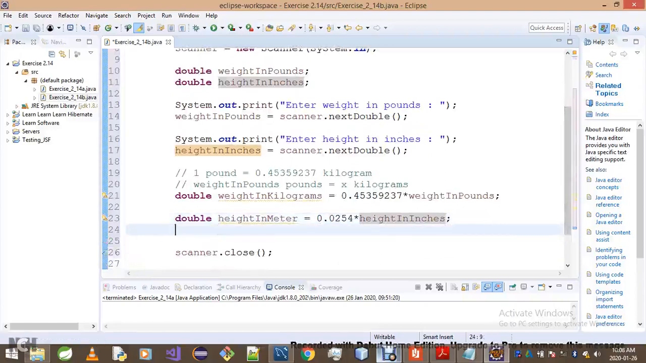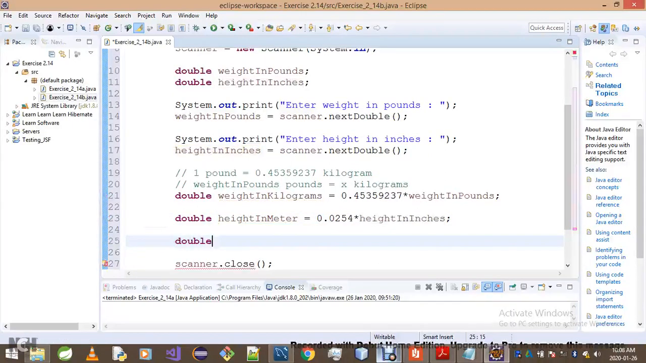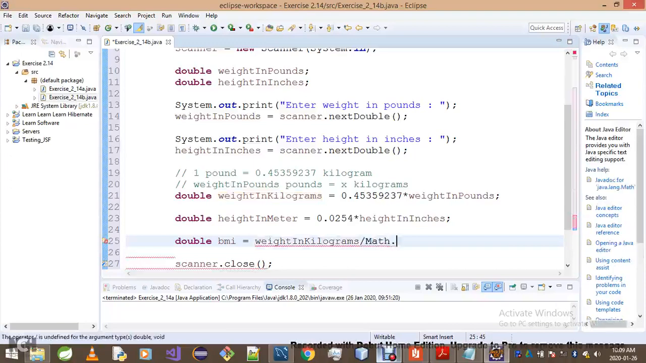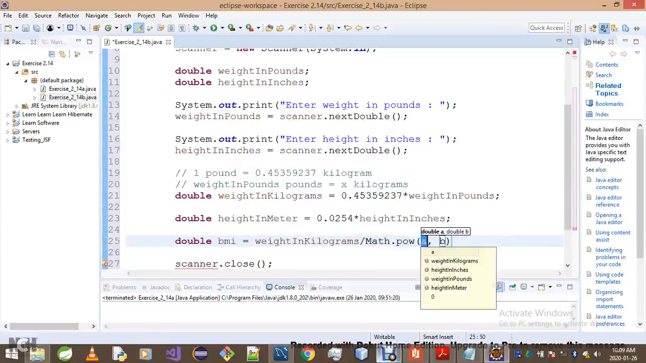So we then compute our BMI. BMI will simply be our weight in kilograms divided by height in meters squared, and we use the method power this time around to find height in meters squared.